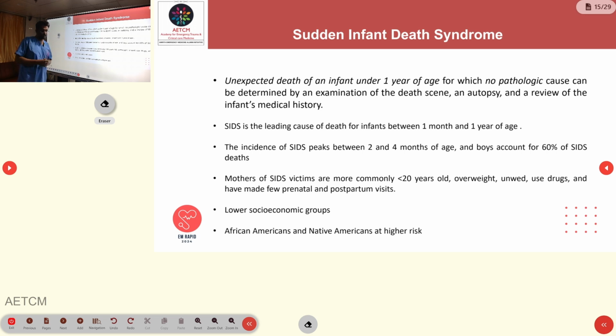And coming to the epidemiology of SIDS, most commonly the peak age of death is between 2 to 4 months, and it is mostly seen among boys. Mothers of SIDS victims are often less than 20 years of age, mostly unwed, drug users, with a history of very few perinatal and postpartum visits, and those who are overweight. It is mostly seen in African Americans and Native Americans and also among lower socio-economic groups.